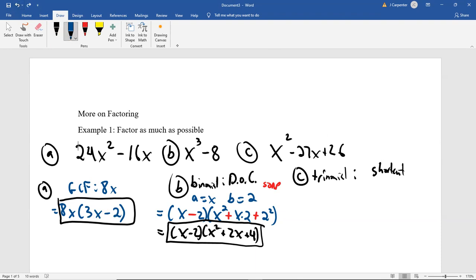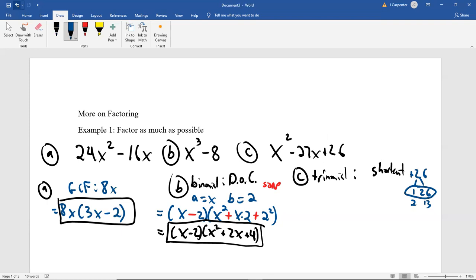So we're going to go to the side. We write a plus 26, which has multiples of 1 times 26 or 2 times 13. We're trying to add these pairs because that's a plus to make a 27. 2 and 13 add to 15, that's a no. 1 and 26 add to 27, so that's a yes.